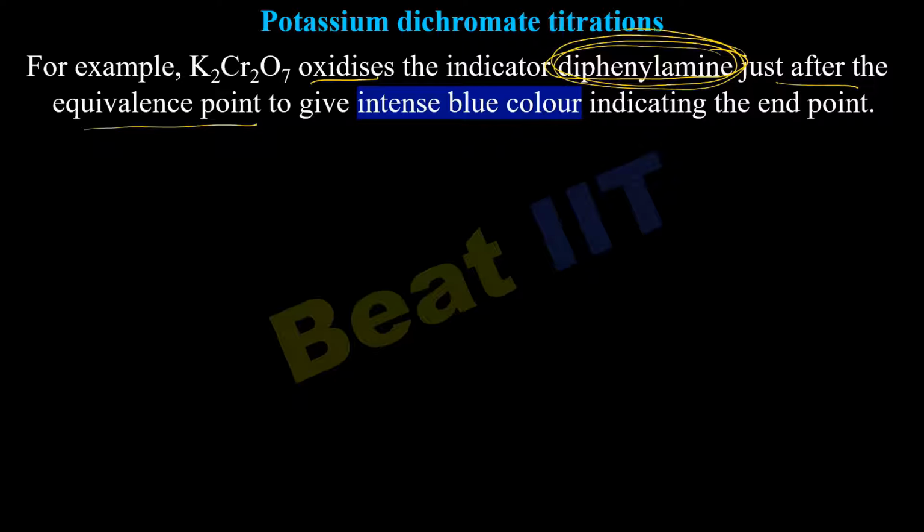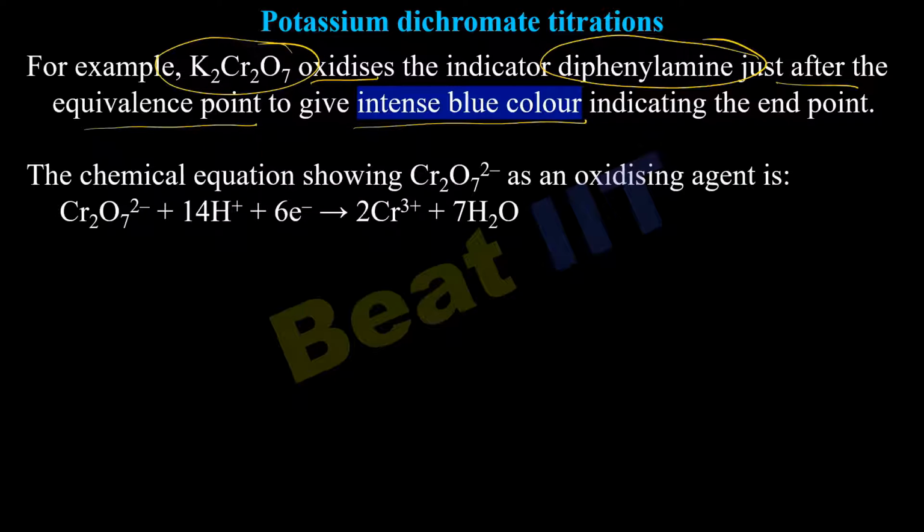Both K2Cr2O7 and KMnO4 are oxidizing agents. Here K2Cr2O7 oxidizes the indicator, which results in intense blue color. How it happens? I'm going to explain that. The chemical equation showing Cr2O7 as an oxidizing agent is this one. This is a half reaction indicating how the K2Cr2O7 is acting as an oxidizing agent. If it is acting as an oxidizing agent, it means it is getting reduced itself.